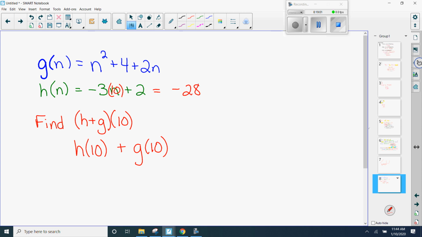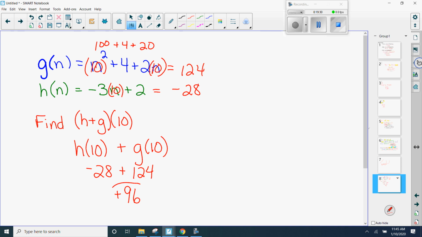Negative 28. The 10 substitutes in. And I'm going to put 10 into this problem for the n. 10 squared is 100 plus 4 plus 20, and you get 124. Then what they're asking you to do is take negative 28 plus 124. What does that give you for an answer? Positive 96. So you substitute your red in for the purple.